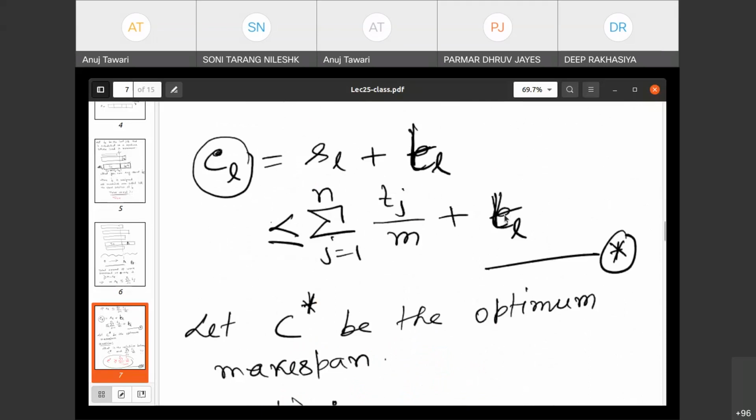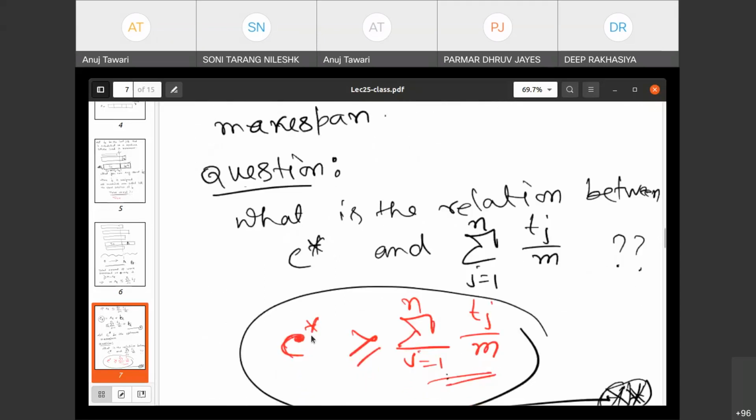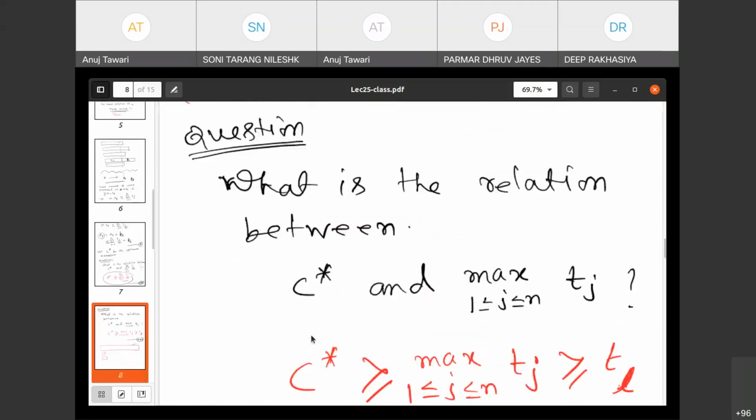Now this particular thing is smaller than the optimum. But there is one more TL running, right? That is the time taken to process the Lth job. How can we compare it with C star, the optimum makespan? That is another calculation we want to make. What is the relation between C star and the maximum of Tj?